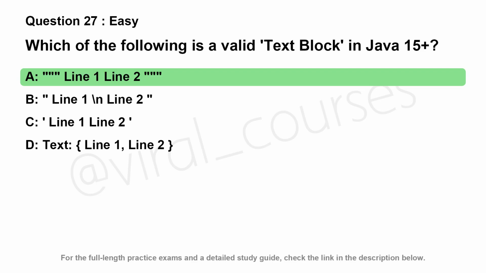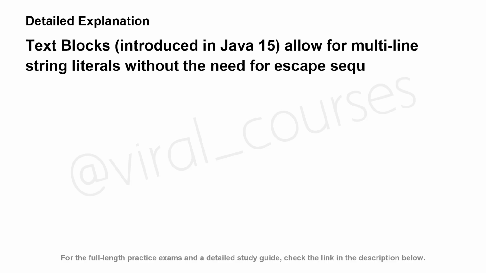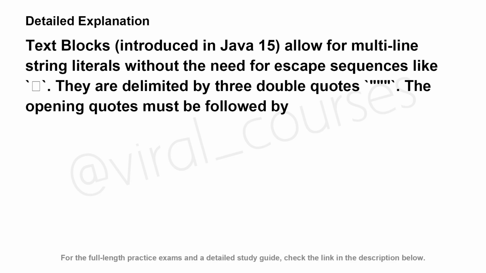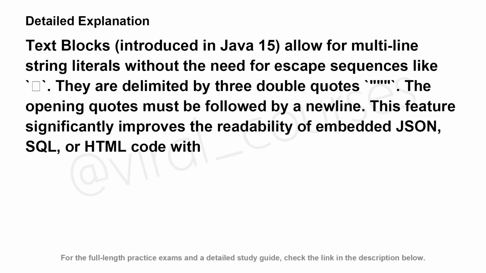The correct answer is A. Text blocks, introduced in Java 15, allow for multi-line string literals without the need for escape sequences like backslash n. They are delimited by three double quotes. The opening quotes must be followed by a new line. This feature significantly improves the readability of embedded JSON, SQL, or HTML code within Java source files.